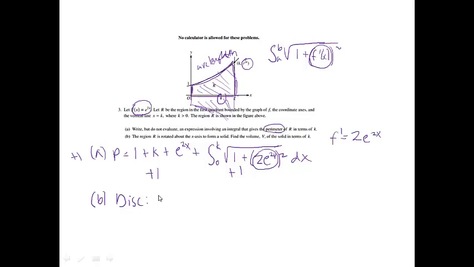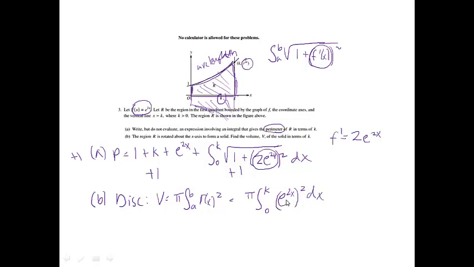If you can remember the disk method, I'm just going to write it down here as pi, the integral from a to b, and then we're just going to do r of x squared. So the way that we're going to do this, we're going to get pi. We're going to go from 0 to k. And then the radius is being determined by this curve, e to the 2x. So do e to the 2x squared dx.